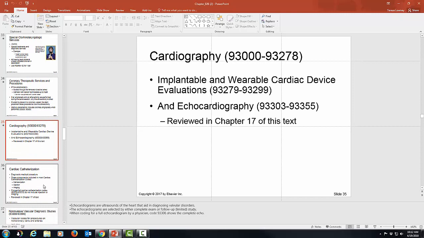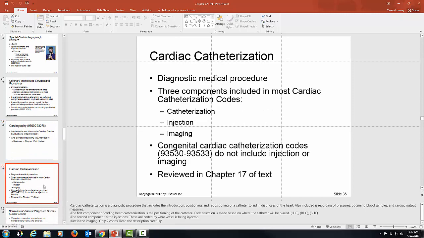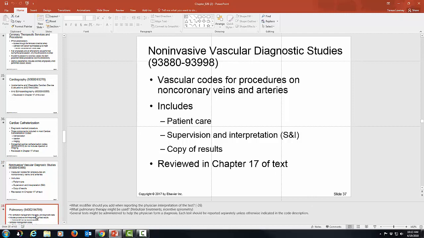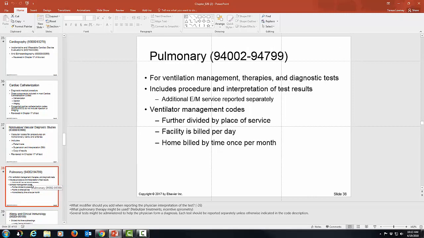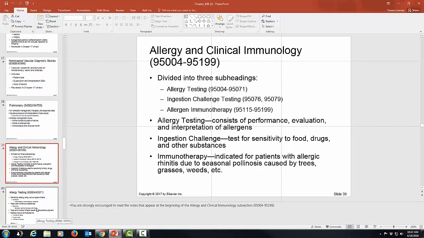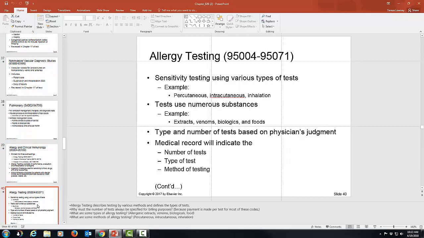There's coronary therapeutic services and procedures, so your PTCA, all of these things we talked about in cardiology, so just scan through all of those. And there's your cardiac cath code again, and we've talked about all of that before. We do have some non-invasive vascular diagnostic studies that would come into this, but review those all in your chapter 17 where we already talked about them. Pulmonary, there's some ventilation codes, as I said, some management codes are in this section. Allergy and clinical immunology, these codes are all in here, and so you could look through those if you're doing an allergy testing or ingestion challenge.